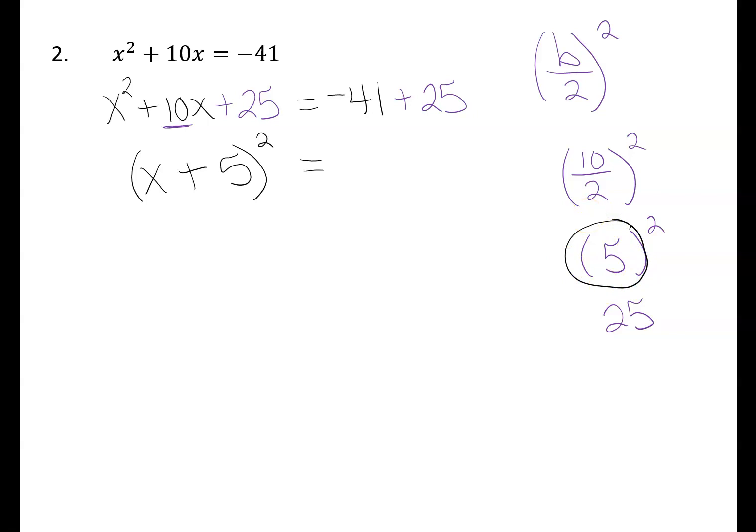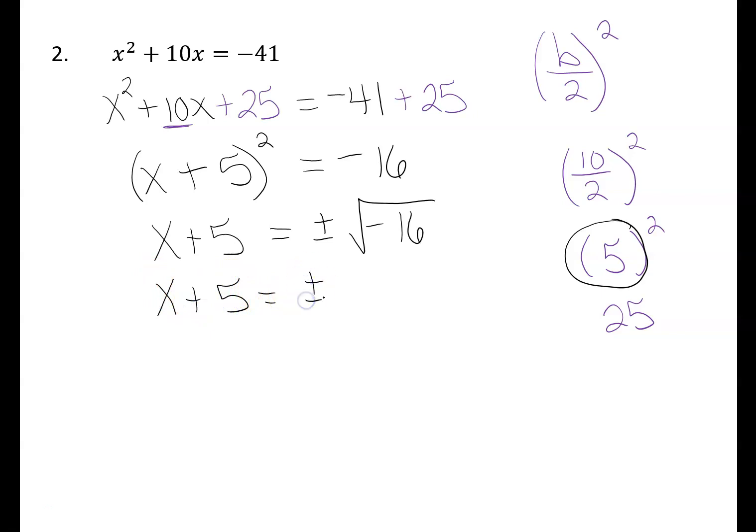On the right side, we add those together. The signs are different, so we're going to subtract and take the sign of the larger. So we get negative 16. Next step, square root both sides. So when we square root the left side, the square comes off. And don't forget to put plus or minus square root, and that whole number, negative 16, is going to go under. Check to see if you can simplify your radical. And here we can, so let's do that on the next step.